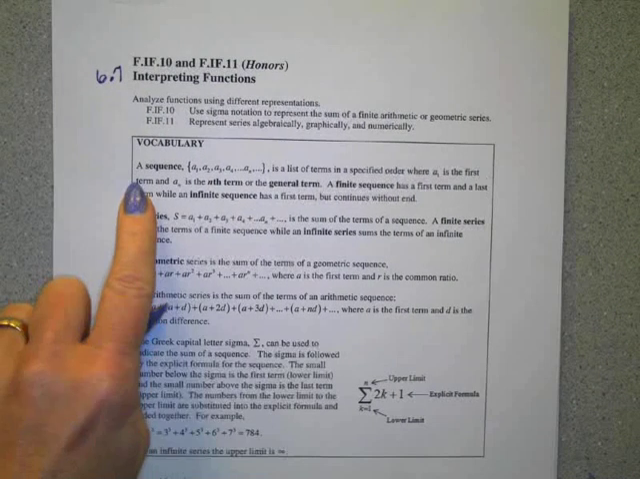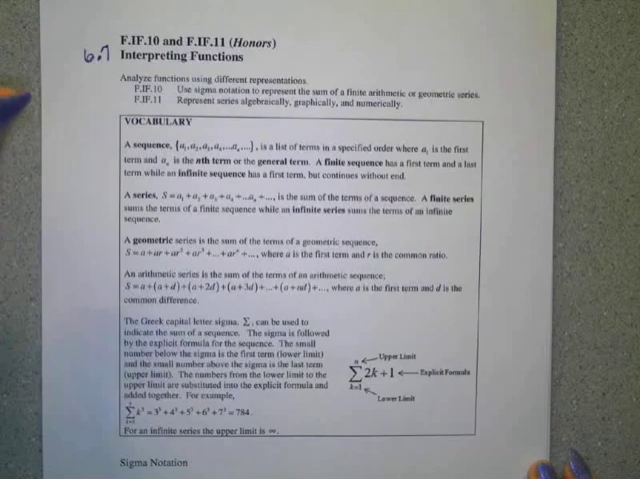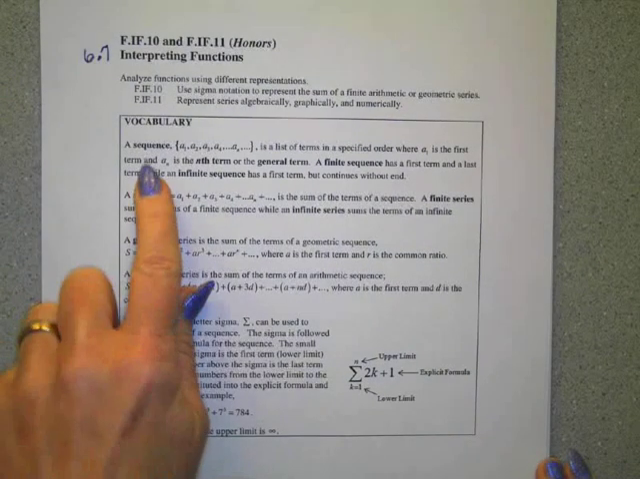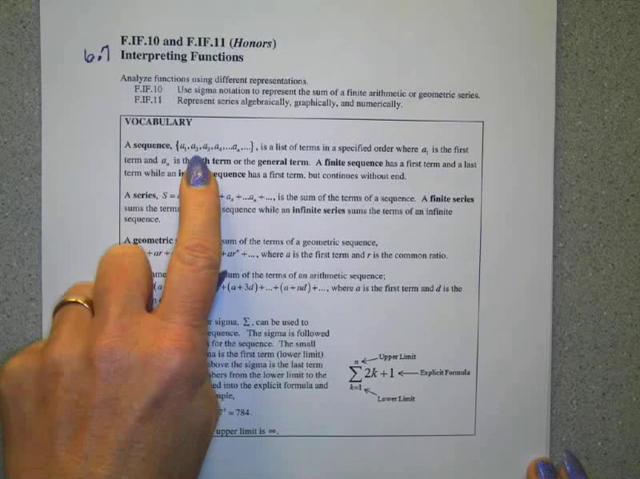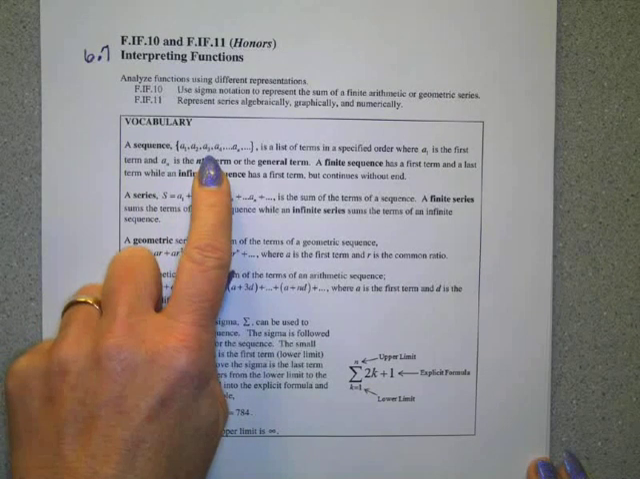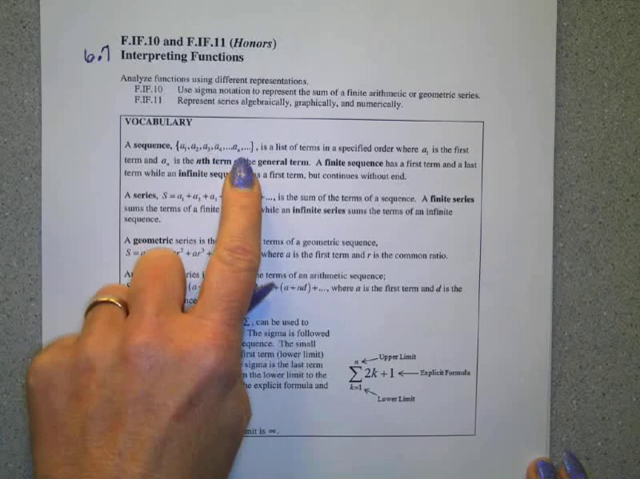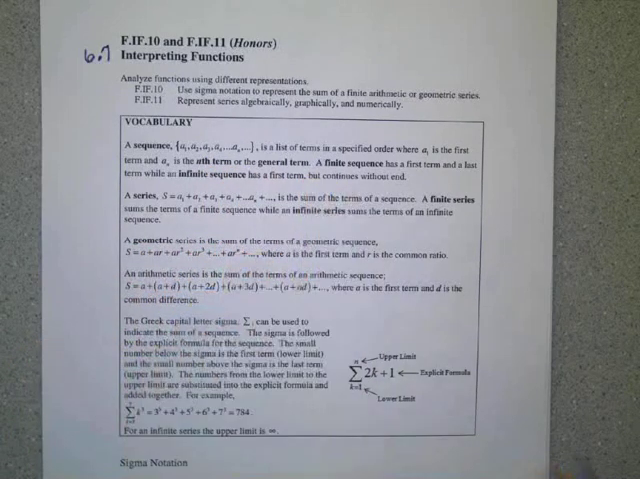So when I go to page 330 of my workbook, we have our vocabulary box. I'm just going to focus for a minute on the definition of a sequence, which is what you did last year. You had your first term a sub 1, your second term a sub 2, your third term a sub 3, a sub 4, and on it went. And it's a list of terms in a specified order where a of 1 is the first term and a of n is the nth term or the general term.